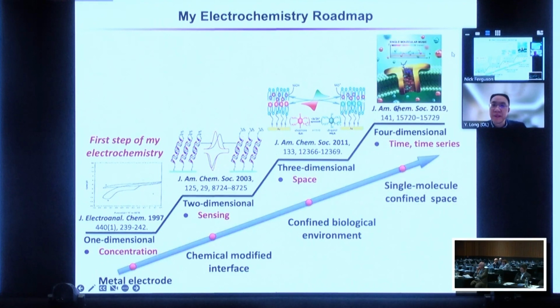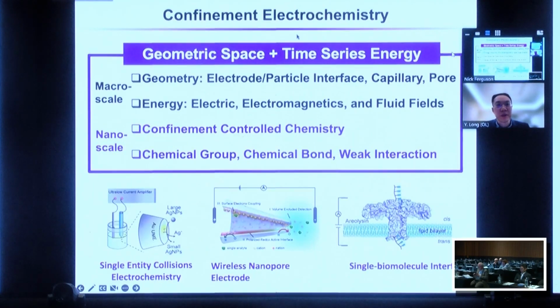And now we are working on this nanopore study. Nanopore is a protein inside the membrane. So the target molecule can go inside the channel, can pass through the channel. So there will be time series information. So we call this four-dimensional, including time series interactions inside the channel. So we will talk about it soon. So we say this is confinement electrochemistry.